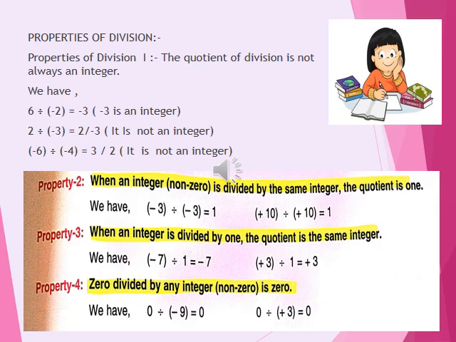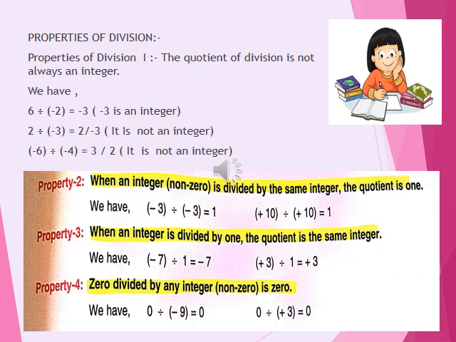Properties of division. First property: the quotient of the division is not always an integer. It means whenever we divide integers, it is not necessary that the quotient, meaning the answer, is always an integer. See some examples. In some examples we will get an integer, and in some we will not get an integer, we will get a fraction.